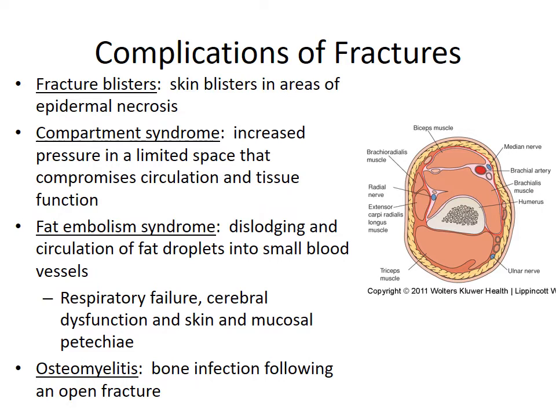Something else that can happen is a fat embolism syndrome. This is where little fat droplets from the tissues get dislodged and find their way into small blood vessels. This can be dangerous depending on where they decide to lodge. In the pulmonary system or the brain, they are not good ideas. But they can also just cause skin and mucosal petechiae, which are little speckles of bruising.